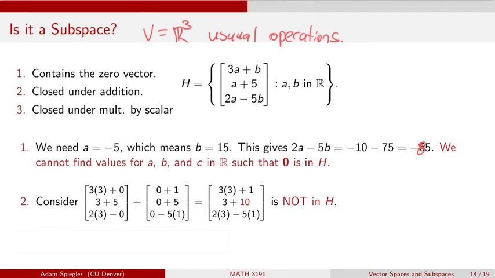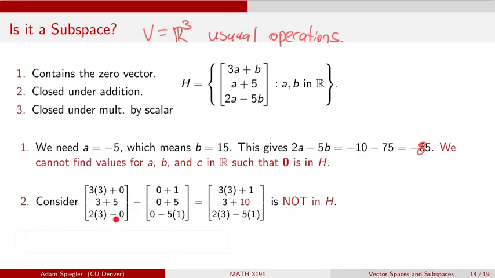So here I picked a specific example. Let's say I take as my first vector, A is equal to 3 and B is equal to 0. Then that vector would look like 3 times A plus B, 3 plus 5, 2 times 3 minus 5 times 0. And then for my second vector in H, I picked the vector where A is equal to 0 and B is 1. So that would give us a vector of 0 plus 1 in the first entry, 0 plus 5 in the second entry, and 0 minus 5 times 1 as the third entry.